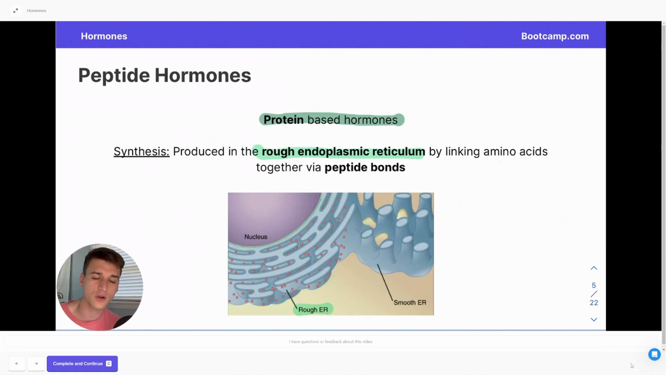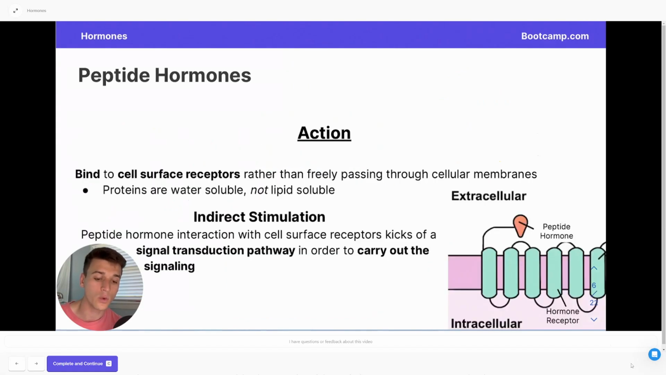Now, why is the rough ER the appropriate place to be generating these hormones? Well, if you don't recall, the rough ER is riddled with ribosomes, small structures responsible for aiding protein synthesis, and the rough ER as a whole is responsible for aiding protein synthesis. So we now know what peptide hormones are, but how do they do what they do? How do they go about passing along these signals?